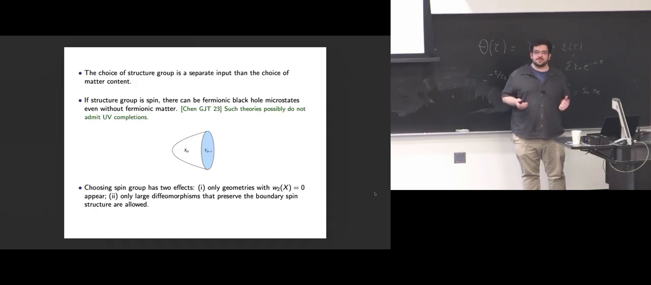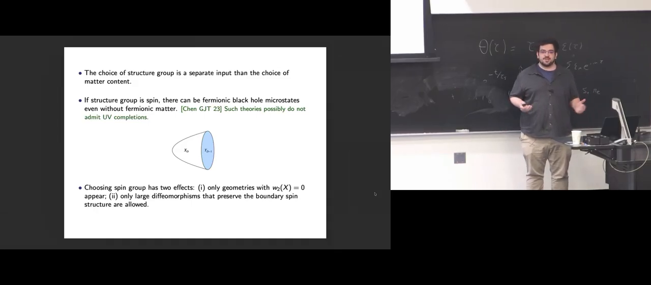If you define the theory with structure group SO(D), well, obviously you shouldn't add fermions, or it won't make sense. And if you have fermions, then you'd better choose the structure group to be spin. But the two are separate choices.